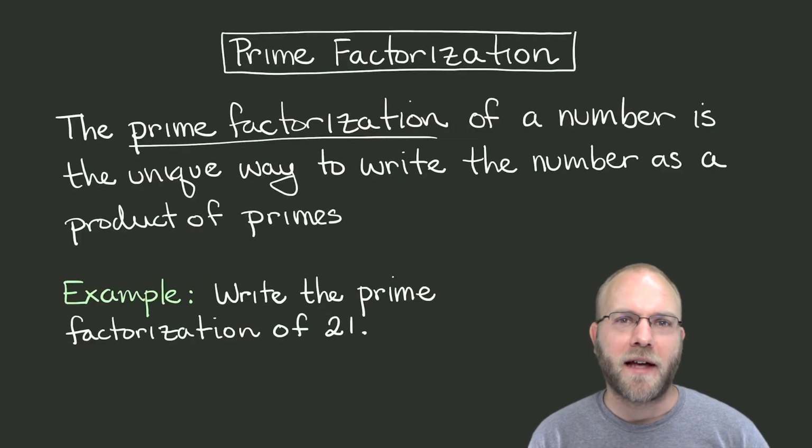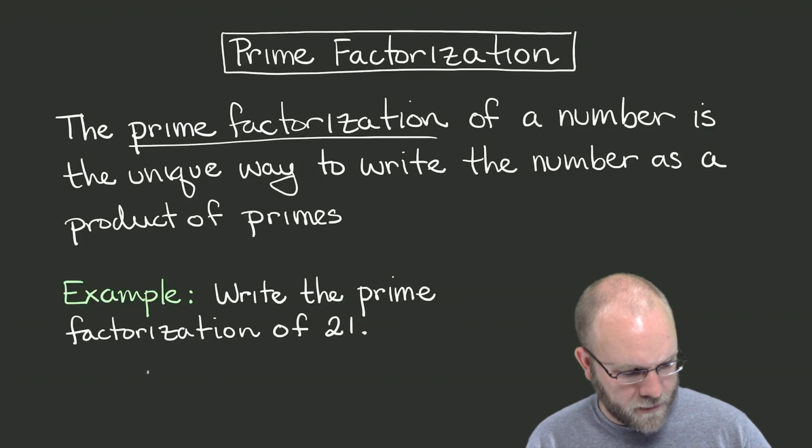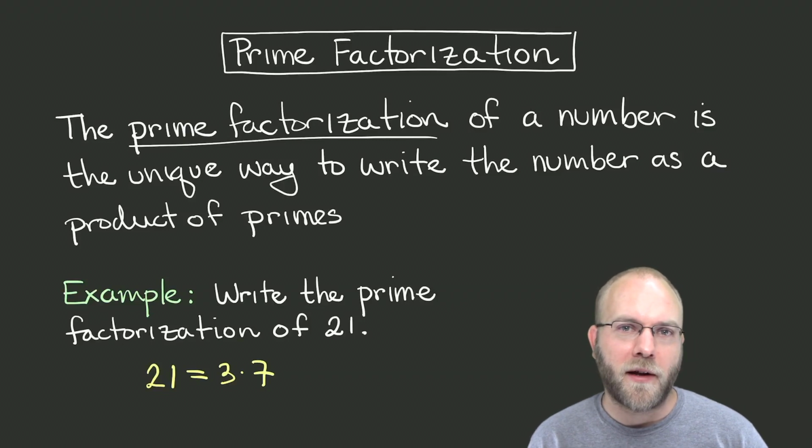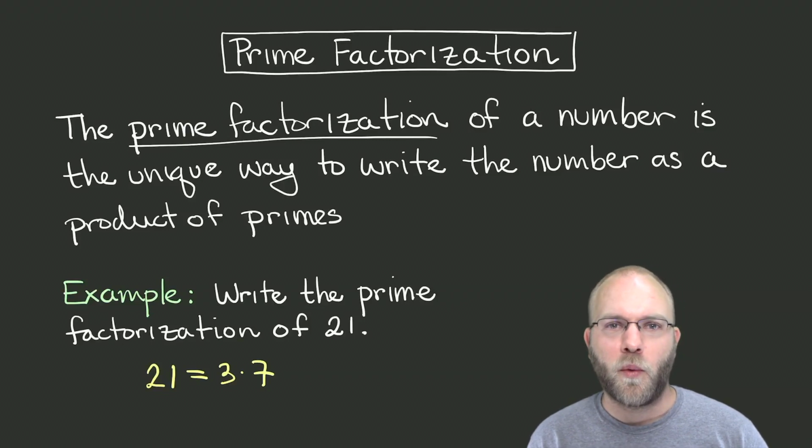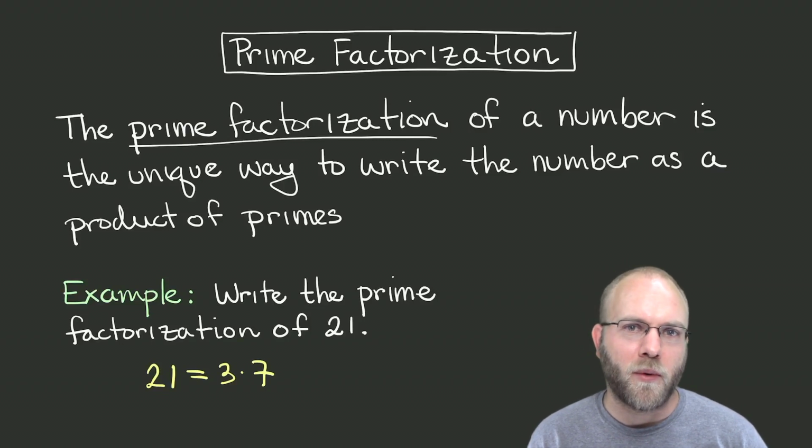Each whole number has exactly one way that it can be written as a product of prime numbers. For example, 21 can be written as 3 times 7. And this is the unique way to write it as a product of primes. Now, when we say unique, we mean up to reordering. So 7 times 3 would be considered the same factorization as 3 times 7.